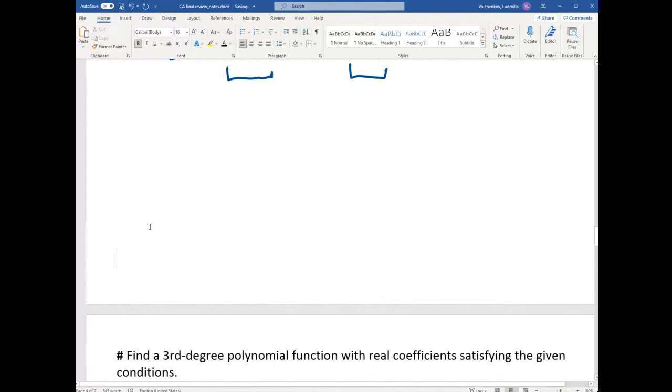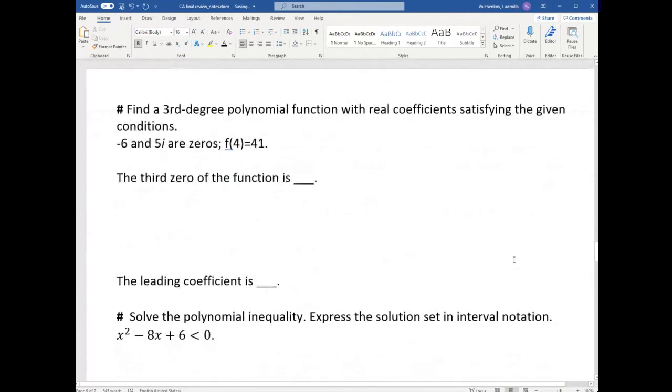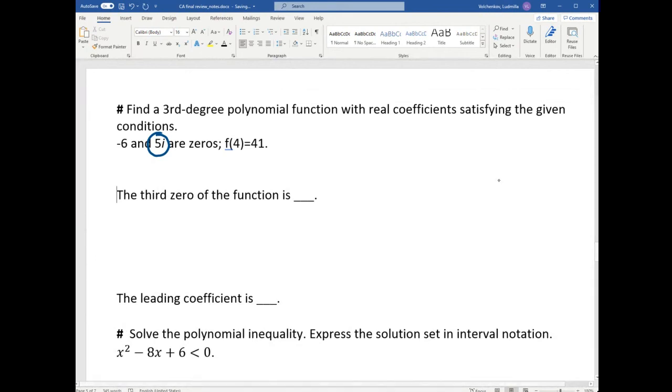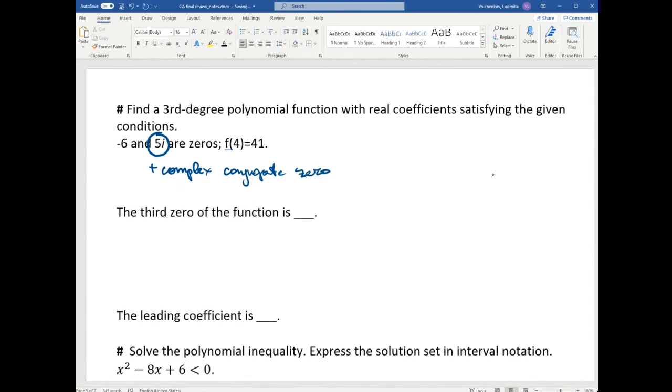A third-degree polynomial function with real coefficients. So if we have the function with real coefficients, then we have some rules about the zeros. For example, if we have a complex zero like 5i, we must have a zero that is its complex conjugate. So if 5i is the zero, then we must have another zero which is the complex conjugate. It means that we have one zero negative 6, the second zero 5i, the third zero is negative 5i.